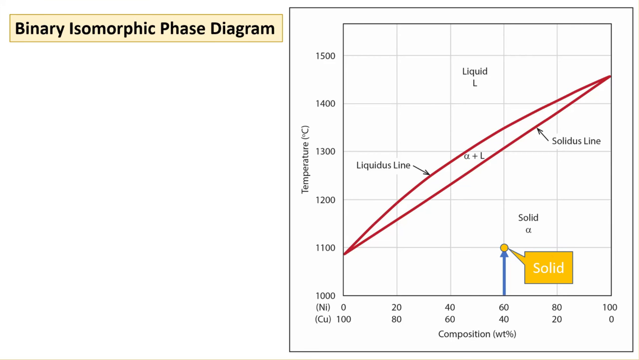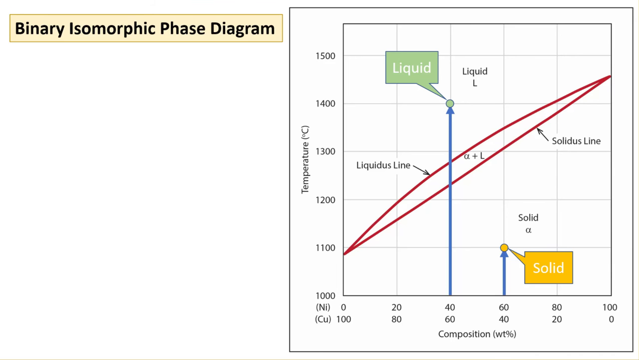Okay, so what if we have an alloy that is 60% copper and we heat that up to 1400 degrees Celsius? What phase would we have now? We would have liquid. So we have a solid region and a liquid region, but what is that region in between? This is the region where there is both liquid and solid. The metal is melted a little bit, but not all the way yet.